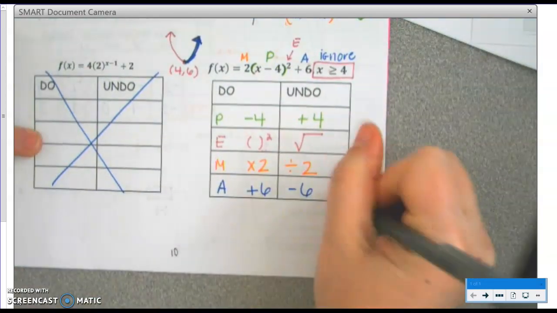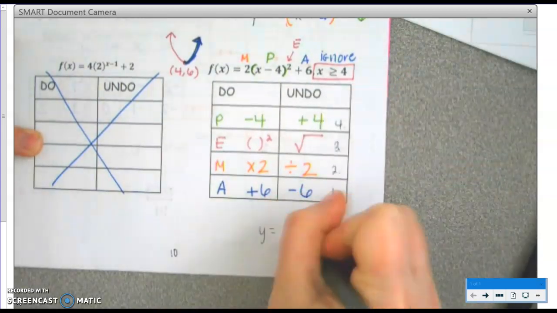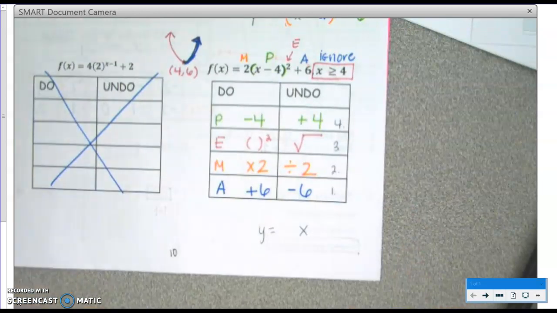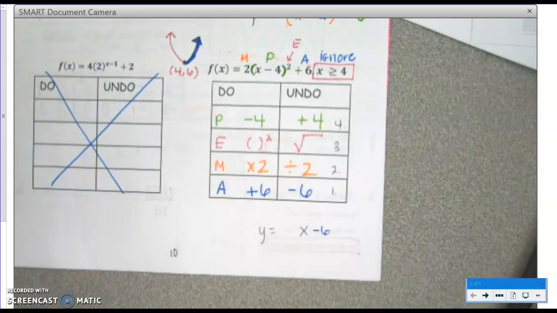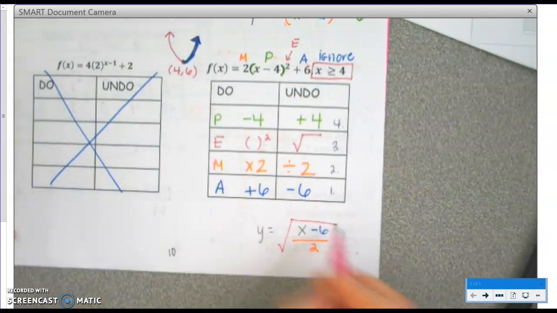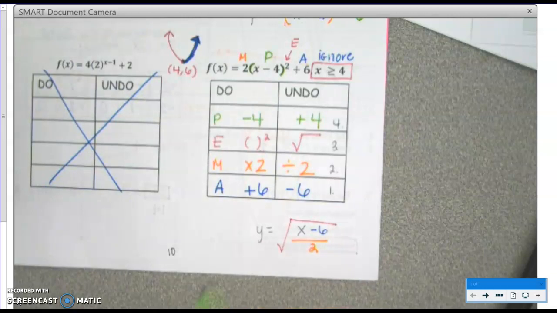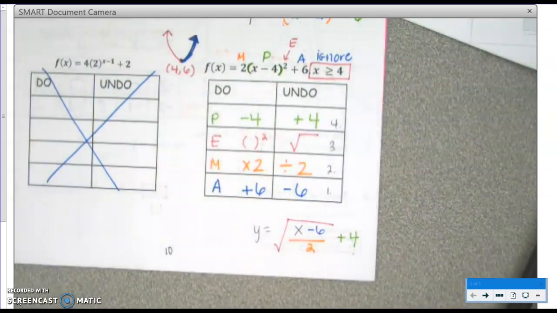All right, so again, we work from the bottom up. I start with y equals x. So I need to minus 6. Then I need to divide that whole thing by 2. Then I need to square root that whole thing. And then at the end of that, I need to add 4. And that is my new equation.